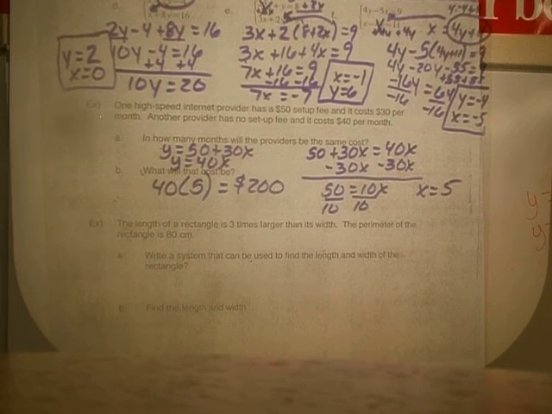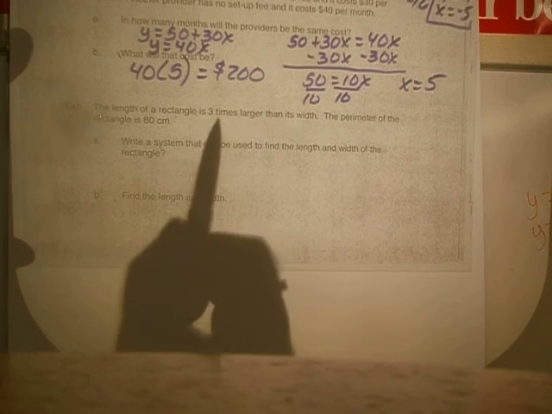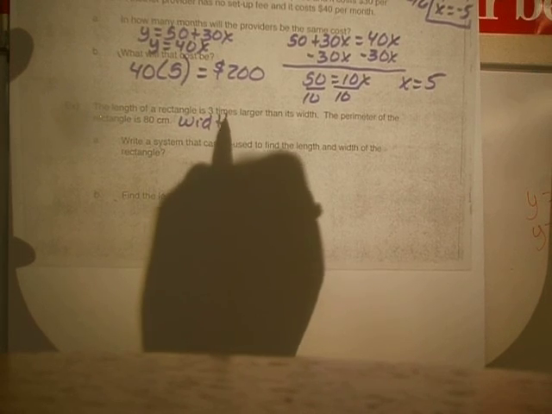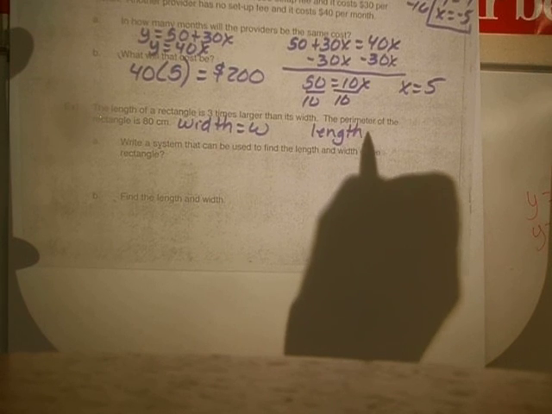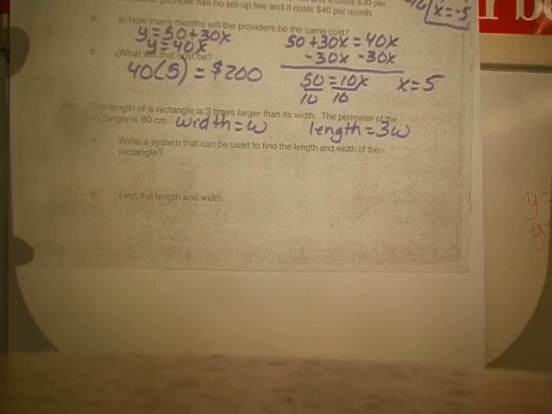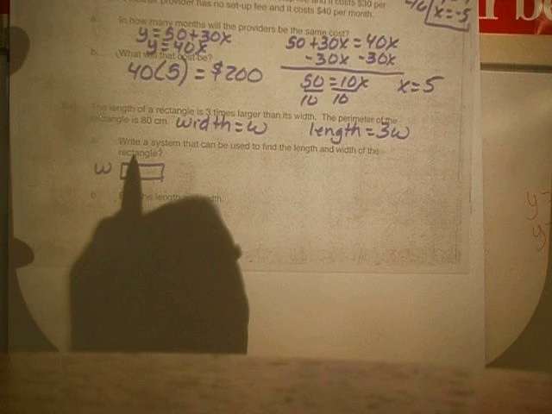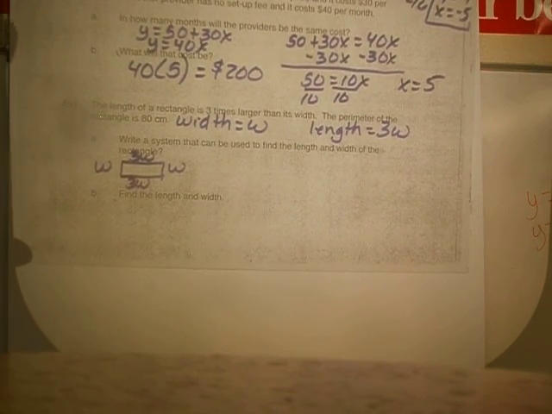And the last example, only one page of notes here today. The last example, there's one almost exactly like it on your homework assignment. The length of a rectangle is 3 times longer than its width. So we're going to let the width be w, and the length is 3 times that. So the length is 3w. And I'm going to draw a little picture of this rectangle. It's going to be width, 3 times the width, width, 3 times the width.